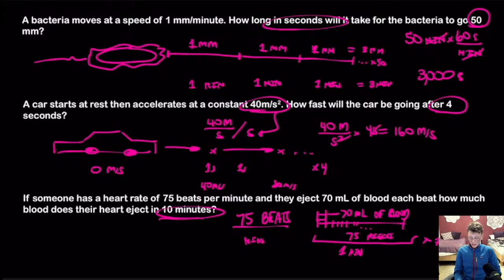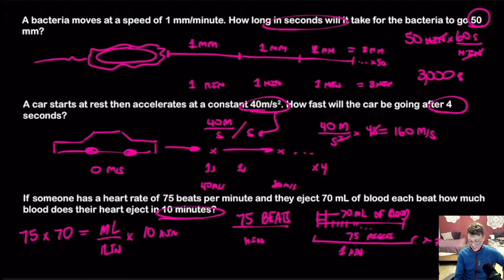So if I look at this here, I'm going to say, okay, well, I want to know how much blood do I get in a minute? Well, I'm going to have 75 beats. Each of those is 70 milliliters. So if I take 75 and I multiply that by 70, what I'm going to get at the end of this will be how many milliliters I get in a single minute. And then I want to know how much do I get in 10 minutes? Well, I need to upscale this by 10 minutes because I don't care about 1 minute, but I care about 10.